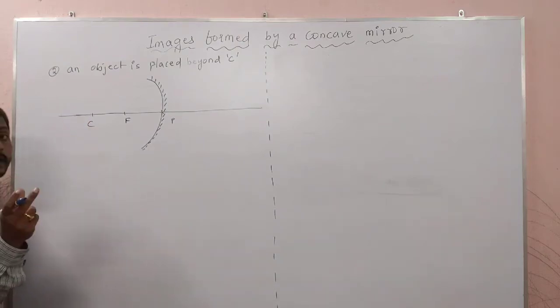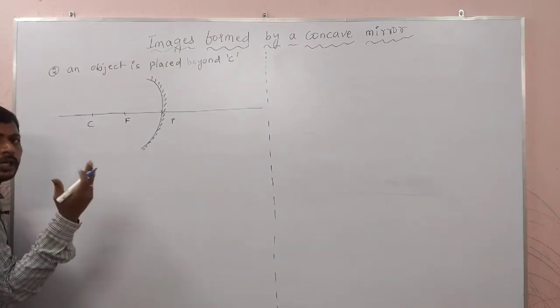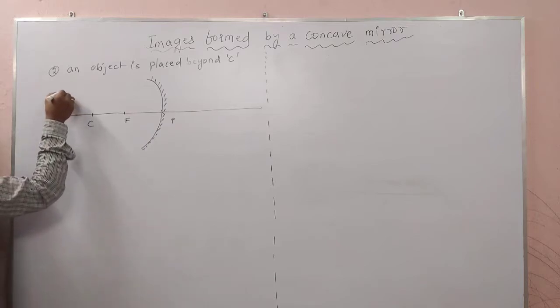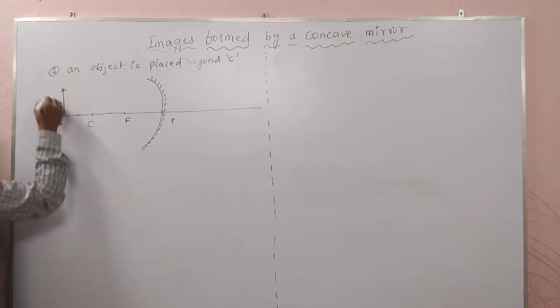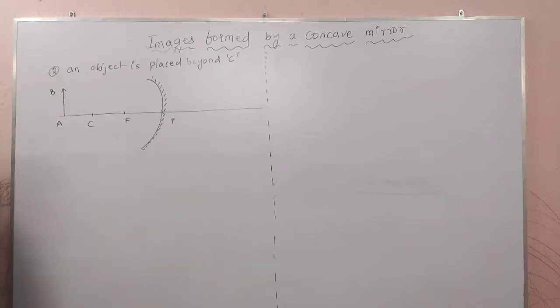What is meant by beyond C? I told you, a little bit away from C. I am going to take this as the object, and I have named it AB.